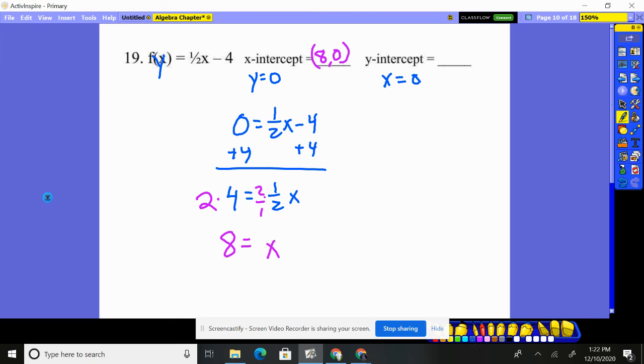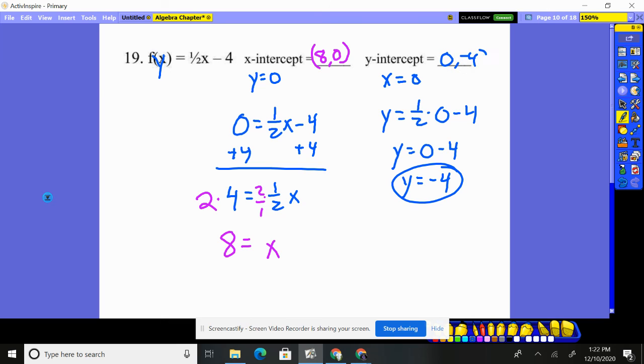And finally here, x is 0. So y equals 1/2 times 0 minus 4. Y is equal to 0 minus 4. Y equals negative 4. So x is 0. Y is negative 4. There's our solutions.